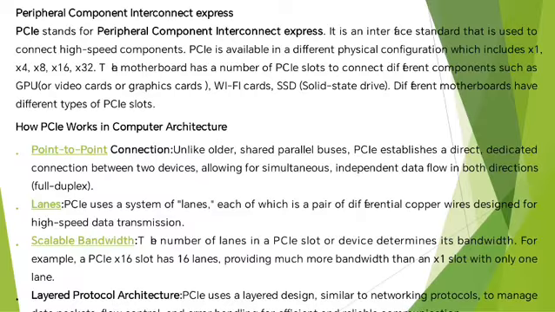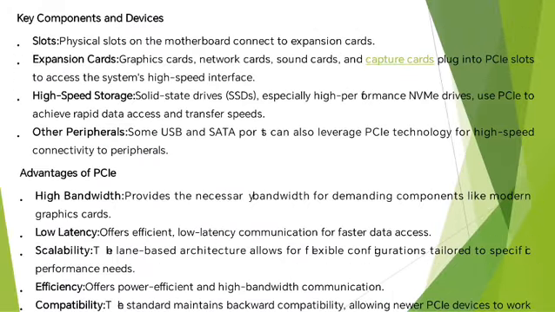Point-to-point connection. Unlike older shared parallel buses, PCIe establishes a direct dedicated connection between two devices, allowing simultaneous independent data flow in both directions. Lanes. PCIe uses a system of lanes, each of which is a pair of copper wires designed for high-speed data transmission. Scalable bandwidth. The number of lanes in a PCIe slot or device determines its bandwidth.